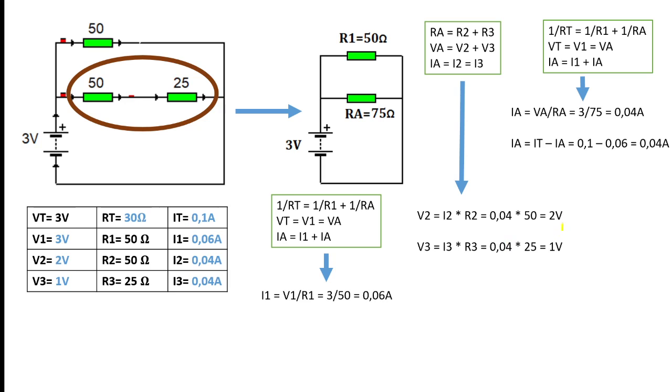If we want to make sure, we can try to sum up voltage 2 plus voltage 3 and check if it is the same as voltage A, as we have in this formula. So if we sum up 2 plus 1 is equal to 3 volts, and as we saw previously, voltage A is equal to total voltage, which is 3 volts, so it will be correct. So up to this point, the end of this exercise.